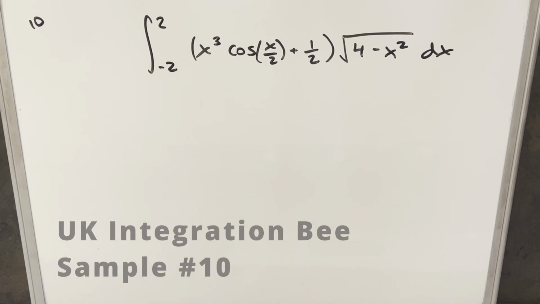Okay, we have another integral. This one's from the UK Integration Bee sample problem number 10. We have the integral from -2 to 2 of x cubed cosine(x/2) plus 1/2 times the square root of 4 minus x squared dx.